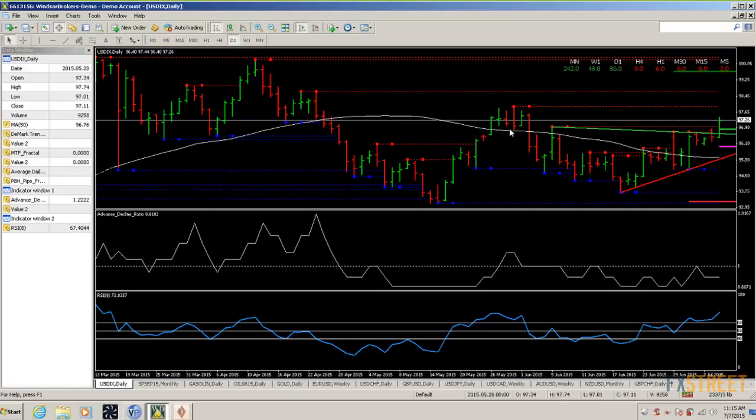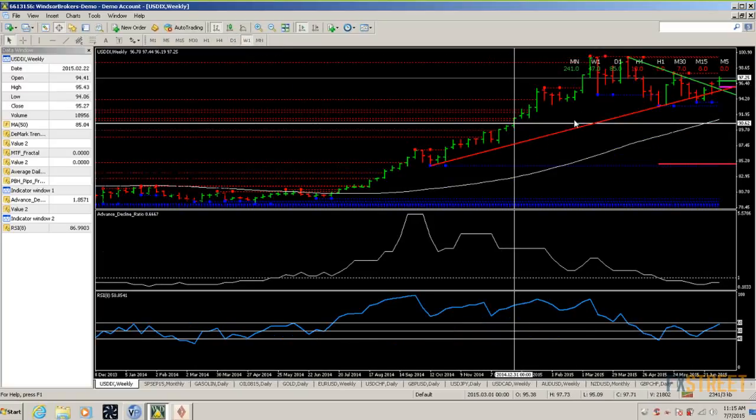Now, when we look at yearly prices here on the dollar index, this is even more important. You can see if I come out to the weekly time frame, I've drawn a crosshair type chart here. This is the yearly opening price for the dollar index, 90.61, okay?